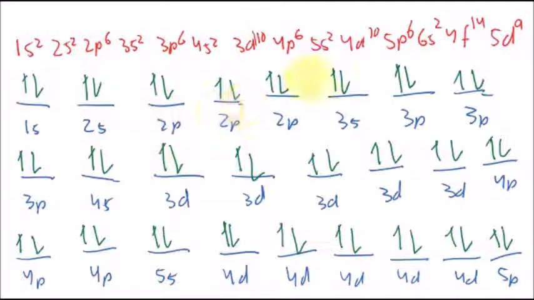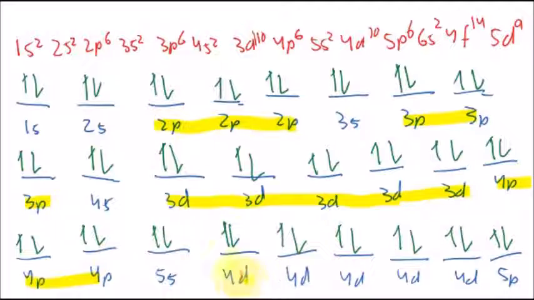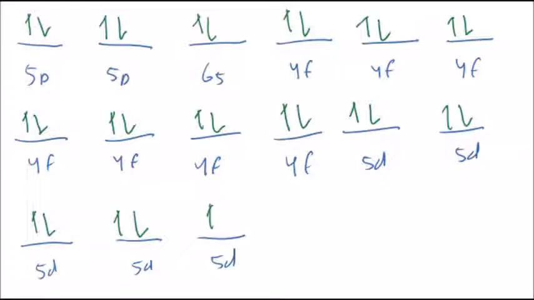Another thing I want you to take is the degenerate orbitals. So these 3 would be degenerate because they're all in the same sublevel. These 3 would be degenerate because they're all in the same sublevel. These 5 would be degenerate because they're all in the same sublevel, as well as these 3, and then these 5, and then these 3. They're all in the same sublevel, all degenerate. And then these 7 are all degenerate because they're all in the same sublevel, as well as these. Okay.